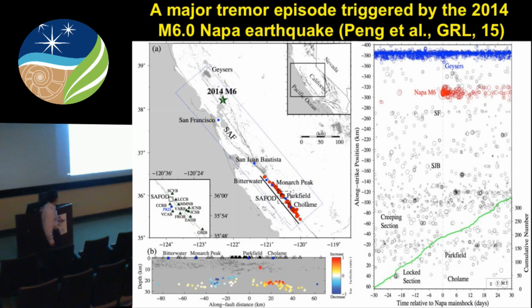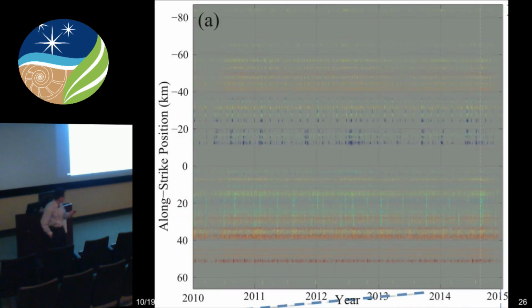However, if you look at the tremor catalog, it's quite different. So what's plotted here are along-strike positions. So this is northwest to southeast, about 150 kilometers. This is time, from 2010 to 2015. You can see each dot represents a detection of a tremor based on this family of about 88 template families.